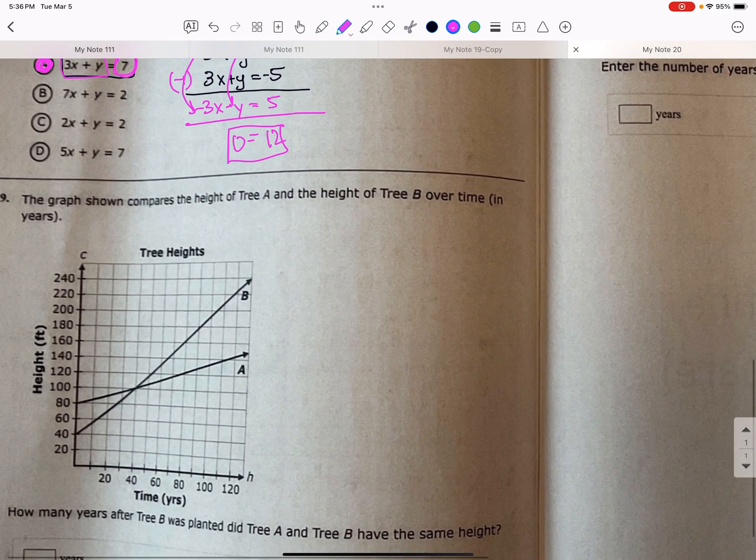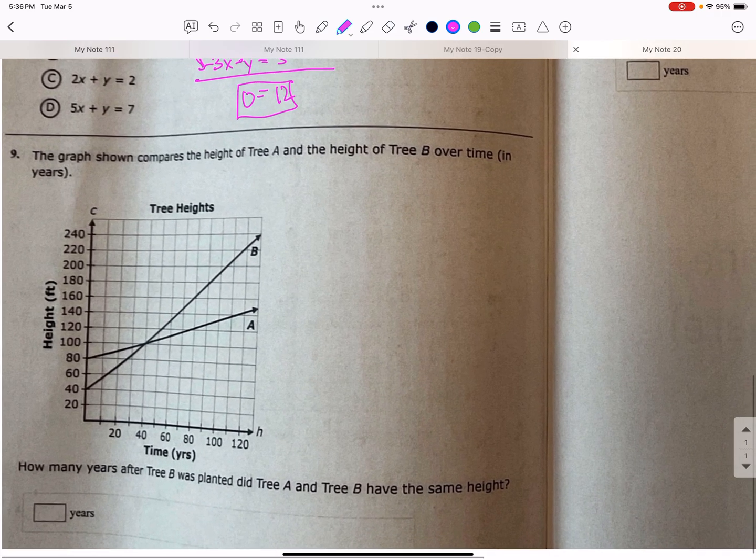Number 9. All right, this is one of those. How many years after the tree was... Okay, so one tree starts small, one tree starts tall. But this small tree grows fast. This big tree goes slow. Eventually, they're at the same height right there. When is that? That's at 40 years. 40 years from now, they'll be the same height.